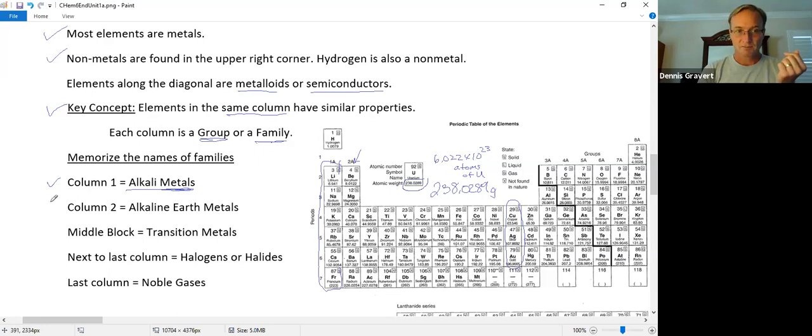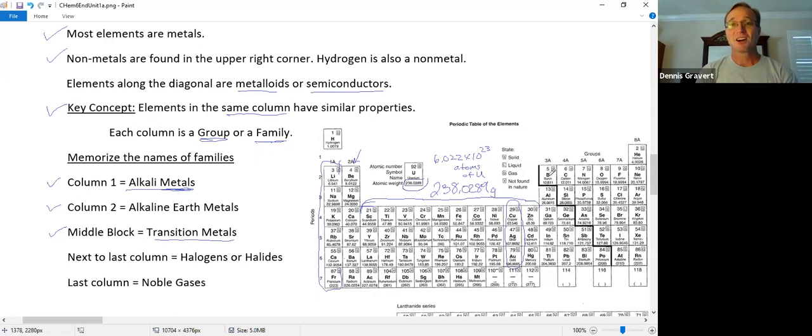Then it gets a little goofy. Instead of looking at one column, there's a whole metal block here. So from scandium all the way over to zinc and down, cadmium, mercury, this middle block, those are the transition metals. That's their family. So on exam, I say, tell me, give an example of transition metals. Go for this middle block. There's plenty of transition metals there.